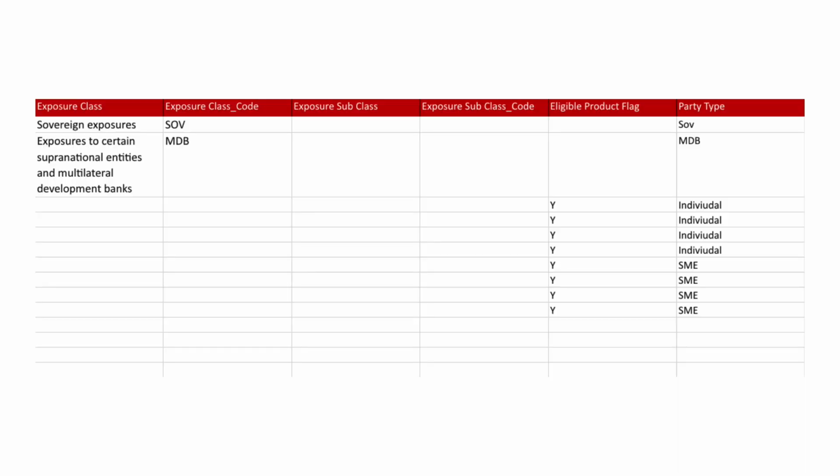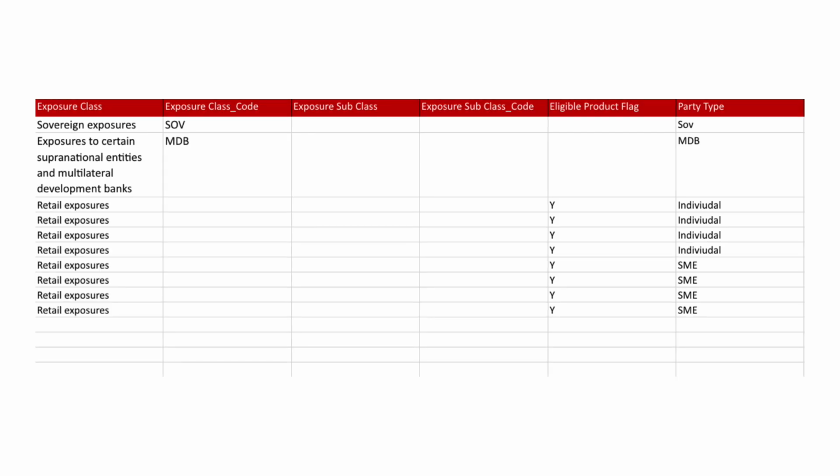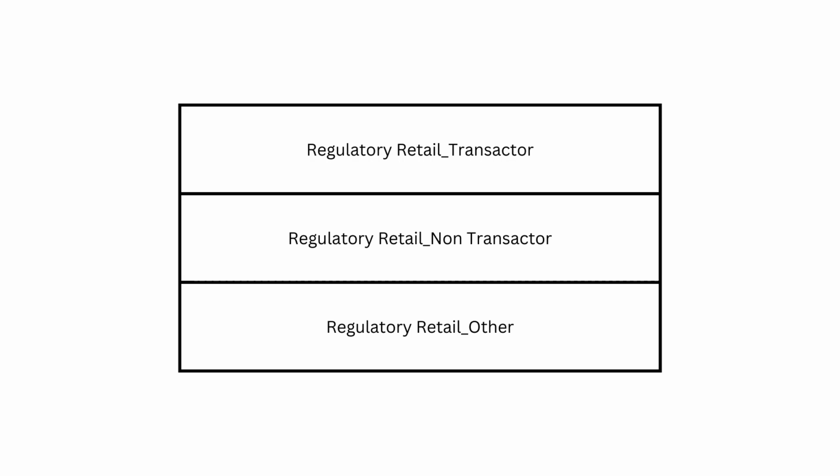Let's take retail exposure for example, because it has subclasses we'll need to look into. Firstly, we identify a retail exposure by checking if the party type is an individual or an SME and has the eligible product flag as yes. If both these conditions are met, we classify the account as a retail exposure. But what about its sub exposure classes? Well, retail exposure has three subclasses: regulatory retail transactor, regulatory retail non transactor, and regulatory retail other.